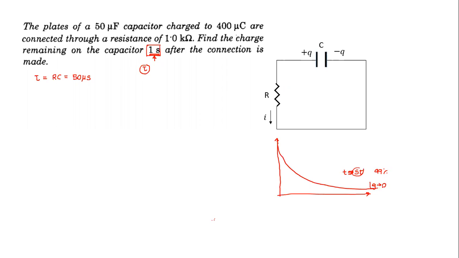It will be very, very small compared to the initial value. It will be less than 1% of the initial charge. So if options are given, I will not do any calculation. I will just calculate the initial charge. Initial charge is how much here? C into V, or C into E, whichever we want to write, which is equal to, sorry, the charge is already given, 400 micro.